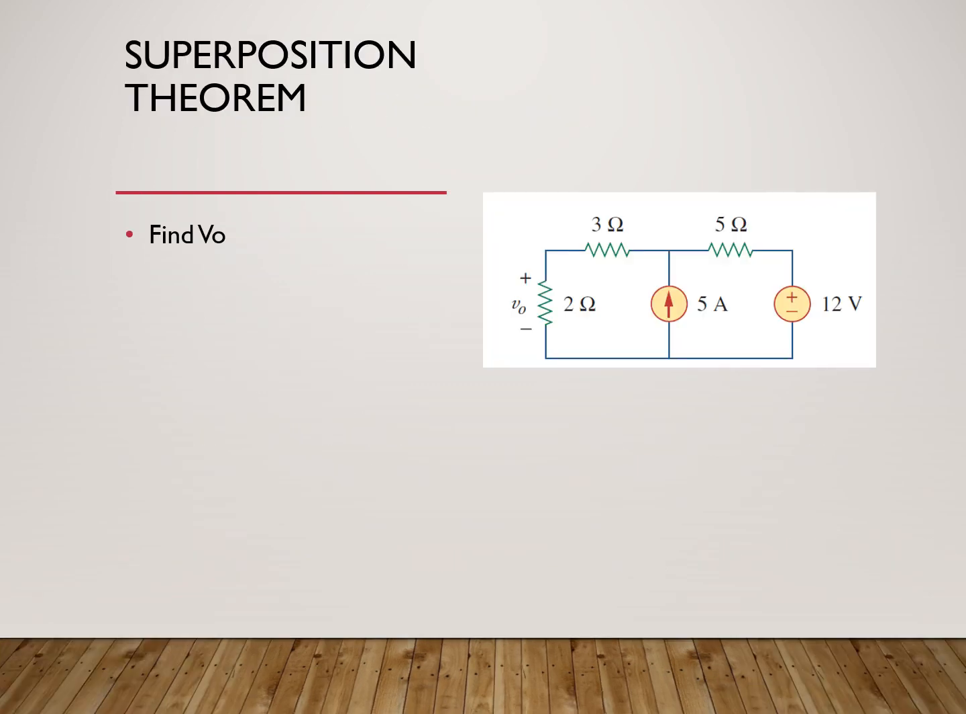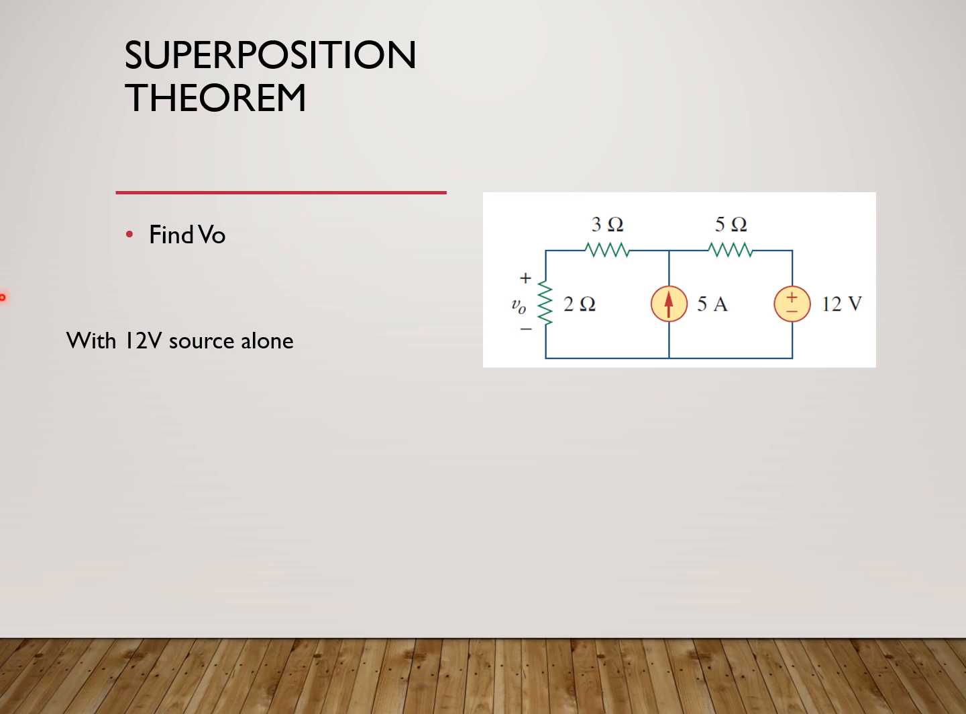Okay. So let's consider an example with the superposition theorem, and you are asked to find out VO. VO is the voltage across a 2 ohm resistance. Since we are using the superposition theorem, we have to consider there are two sources here, a 5 ampere source and a 12 volt source. We consider one source at a time, the other sources at that time being turned off. So let's consider the 12 volt source alone first.